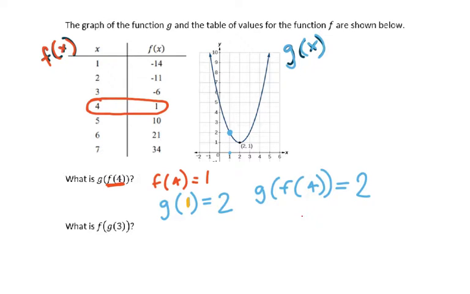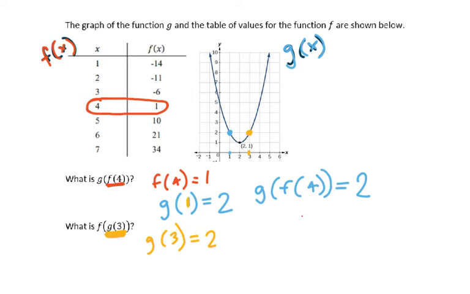Let's look at one more example here. We have f of g of 3. This time, the first thing we want to find is g of 3. That is our input here. So we are going to go over to our graph, which represents g of x, and figure out what our output is at x equals 3. So we know that g of 3 here is equal to 2. When x equals 3, our function is equal to 2.